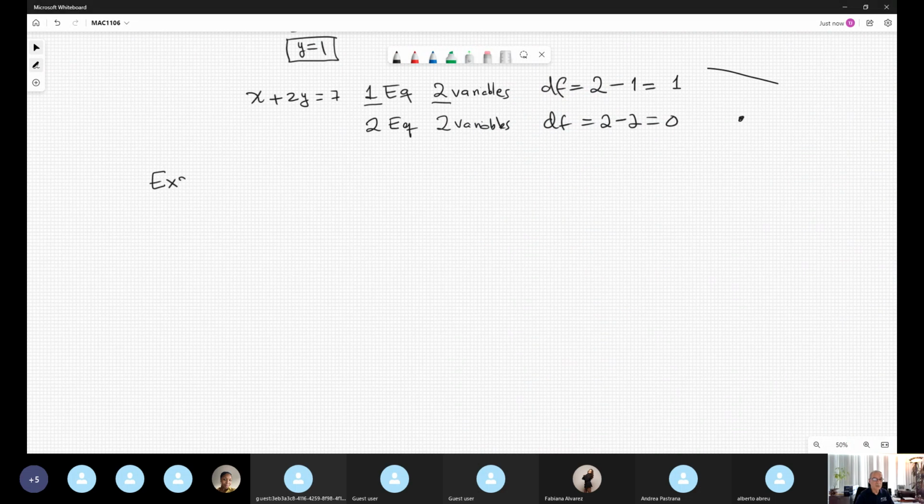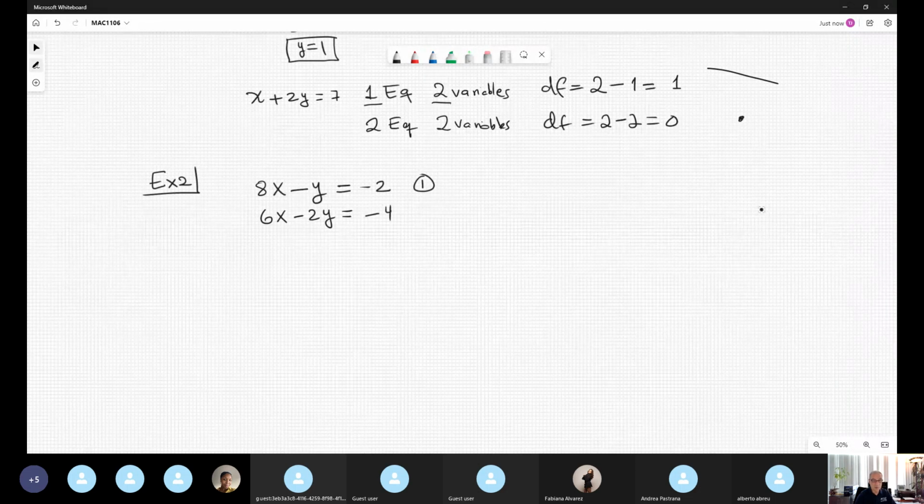Example 2 brings a new situation. 4x minus y equal minus 2, this is the first equation, number 1. And 6x minus 2y is equal to negative 4, equation 2. Normally, for a system, you use the curly bracket to indicate that this belongs to the same problem. So our problem is a system that contains two equations and two variables. Okay? Let's do it algebraically.